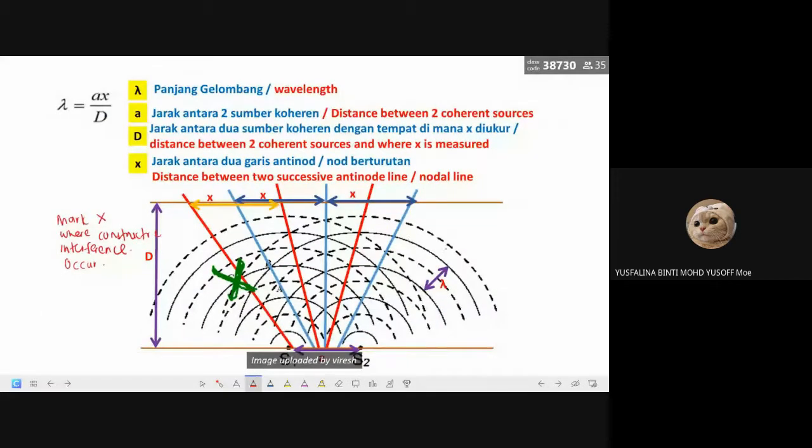Now, Viresh, the one that you put X here, this one is a destructive because the crest meets with the trough here. So this one is a destructive. Okay, this is wrong. Are you okay, Viresh? Yeah, okay.